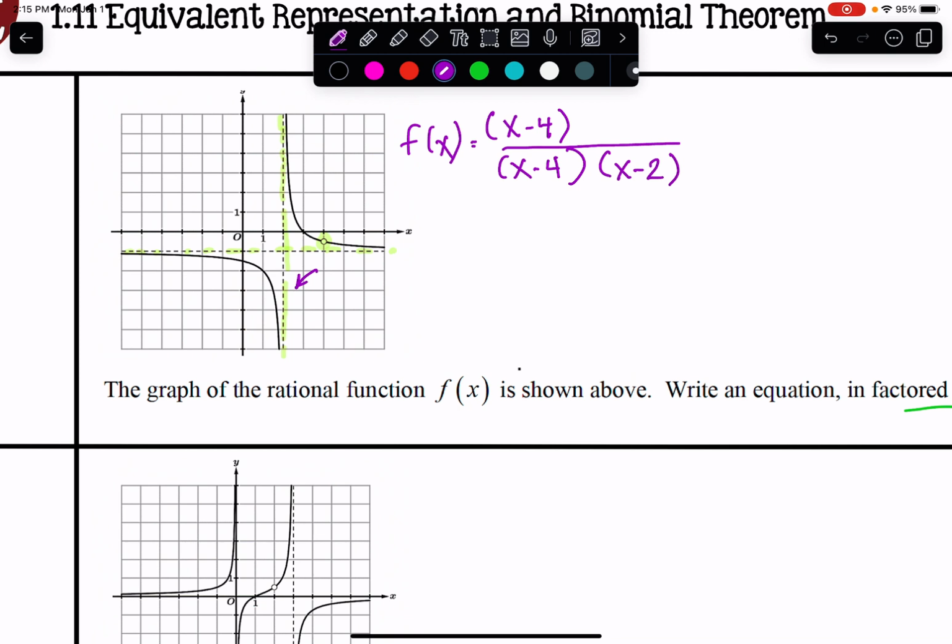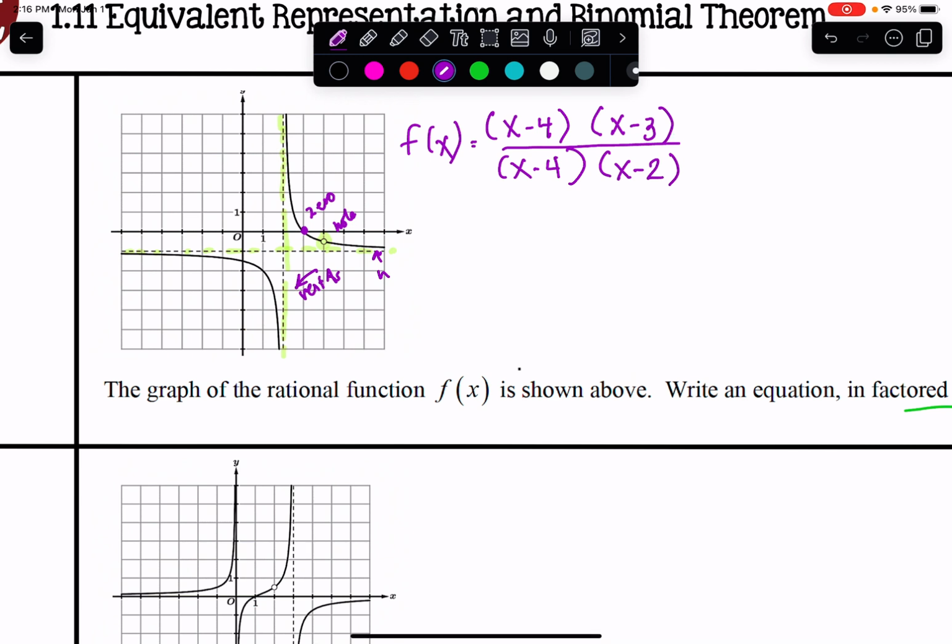Okay, now we also have a 0, which we didn't talk about, at 3. So there's your 0, this is your hole, that's your vertical asymptote, and that's your horizontal. So we have a 0 at 3, which means we must have x minus 3 in the numerator.